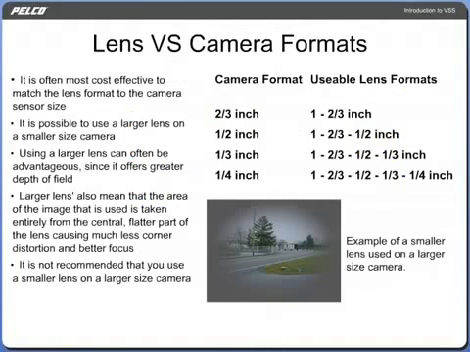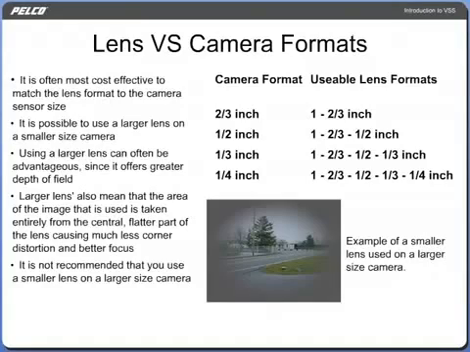It is often most cost-effective to match the lens format to the camera sensor size. It is possible to use a larger lens on a smaller size camera, since the image only needs to be at least as large as the sensor. Using a larger lens can often be advantageous, since it offers greater depth of field, the range of distances from the lens before objects are too close or too far away to be in focus.